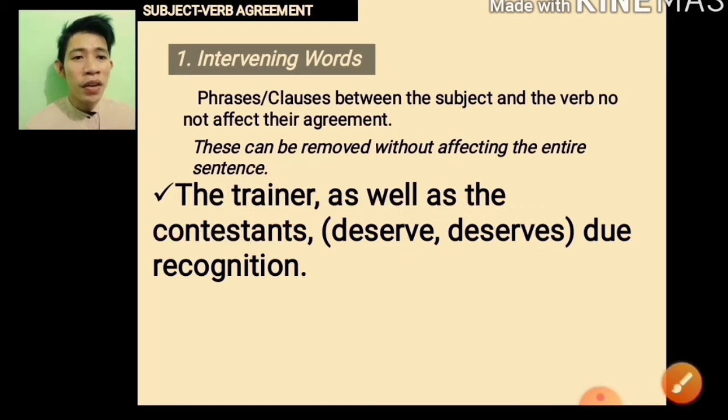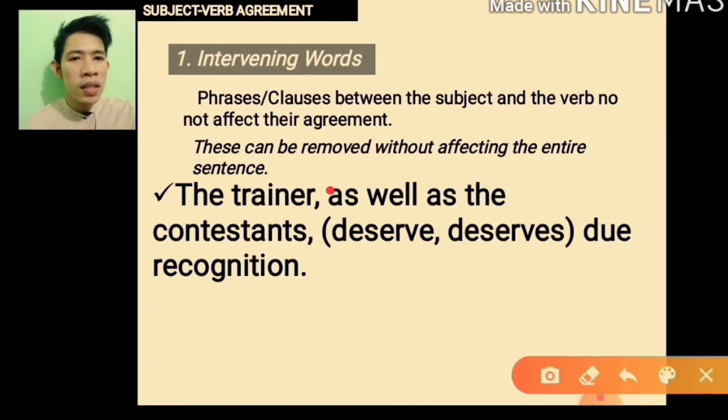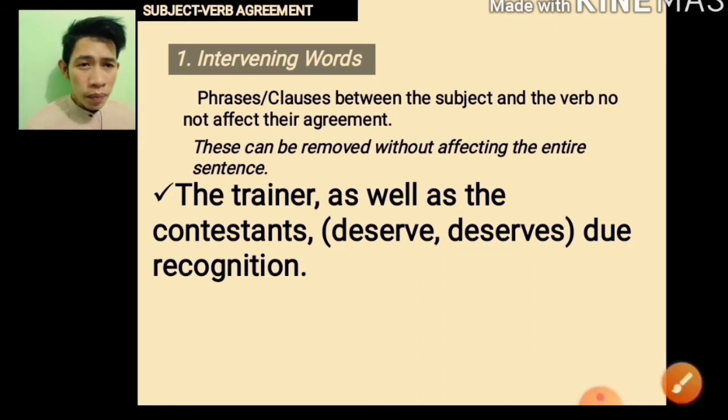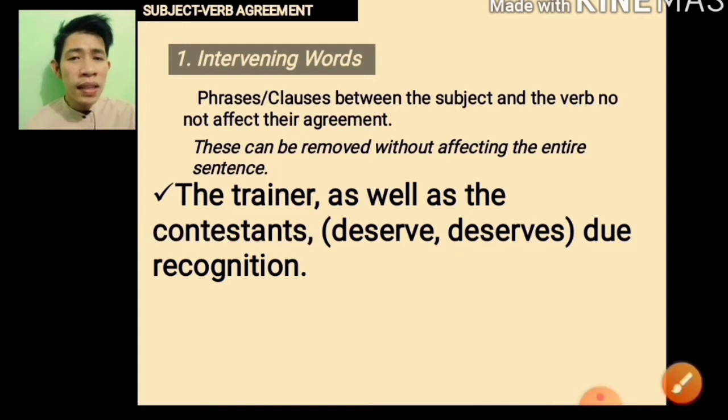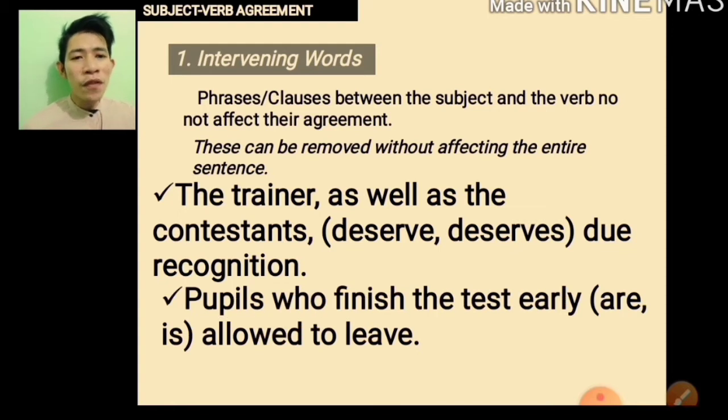singular. Again, kapag intervening words, panggulo lang siya sa sentence, pwede mo siyang i-remove. Kagaya niyan, as well as the contestants, pwede mo siyang i-remove. Na malalaman natin siyang intervening words kapag meron siyang comma. Okay? Now, huwag kayong malito sa contestants, ha? Kasi hindi naman yan yung pinag-usapan talaga. Ang pinag-usapan is the trainer. In sentence, with the agreement of subject and verb, always look for the main subject. Okay? Para makapag-agree tayo with the verb. Next, pupils who finish the test early is allowed to leave.